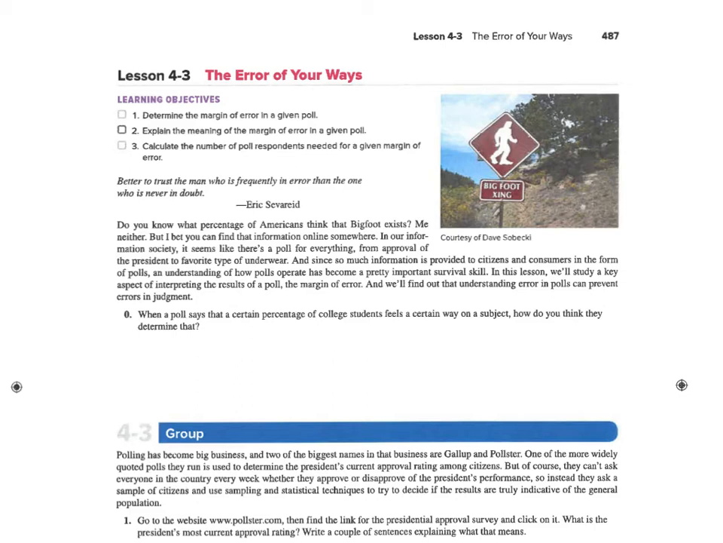Okay, so lesson 4-3, we're going to learn about polling and margin of error. This is one of the few lessons in Unit 4 that we're going to learn every bit of, if possible. We're going to determine the margin of error in a given poll, explain the meaning of a margin of error in a given poll, and calculate the number of poll respondents needed for a given margin of error. Before we do all that, we are going to need to get a general idea of what a poll does, or at least look at one.